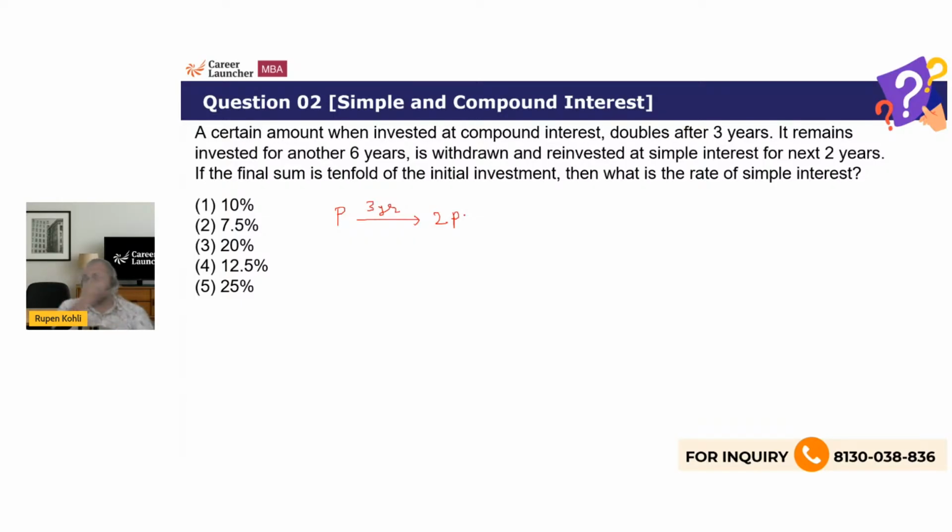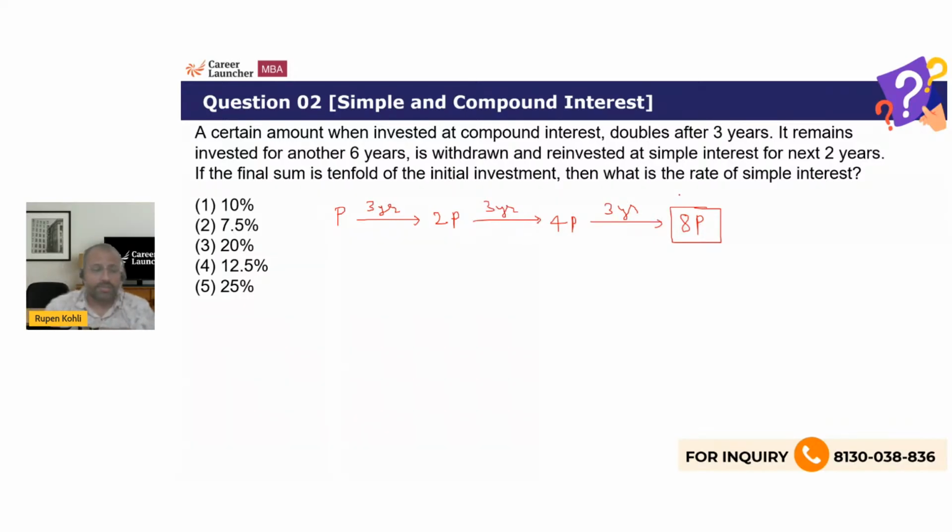So if it has doubled in 3 years, it will keep on repeating that process every 3 years. So another 3 years, it will again double, and 2P will become 4P. And because we are investing for another 6 years, a total of 9, we go for another 3 years, which again it doubles and 4P becomes 8P. And now we change our course of action because now this amount is withdrawn.